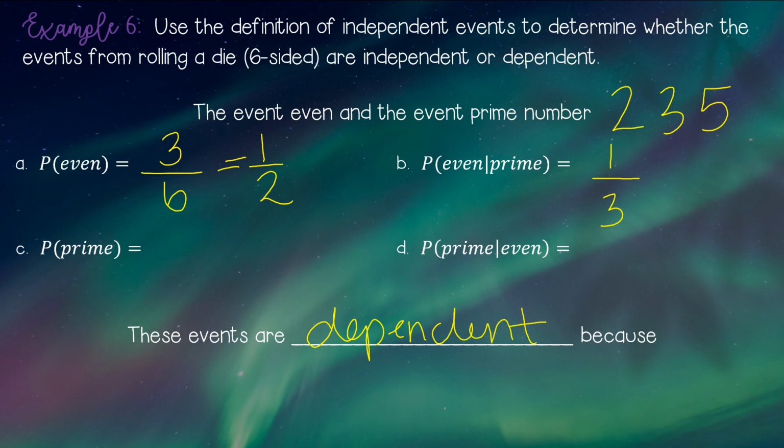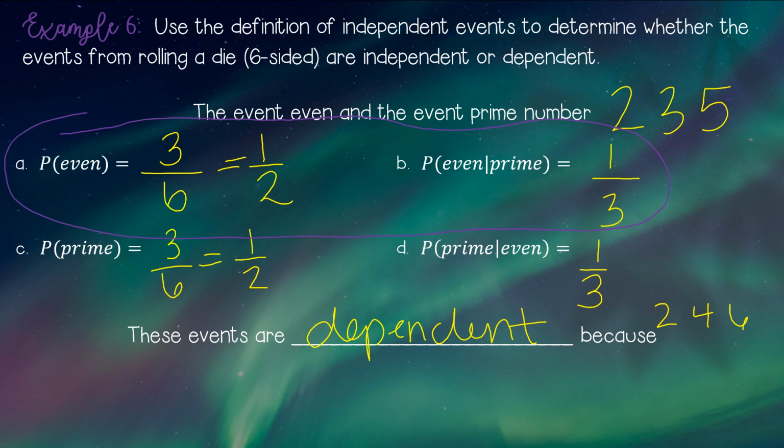The probability of prime, well, that's 3 out of 6, which is 1/2. And the probability of prime given that it's even. So your even numbers are 2, 4, 6, and 2 is prime, so that's only one of those 3. So be careful on this one, because you might see, oh, well, those are both 1/2 and those are both 1/3, but the order here is really important. These two have to be the same, even and even given prime. And then same thing down here, these two have to be the same, prime and prime given even. And since they're not, it's dependent.